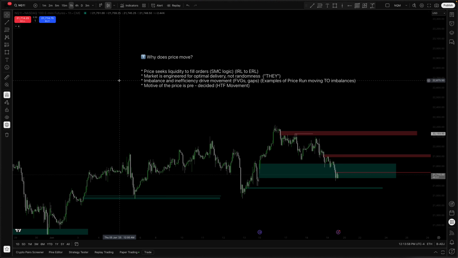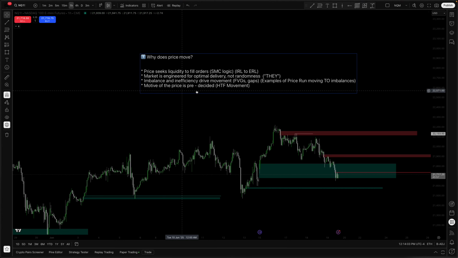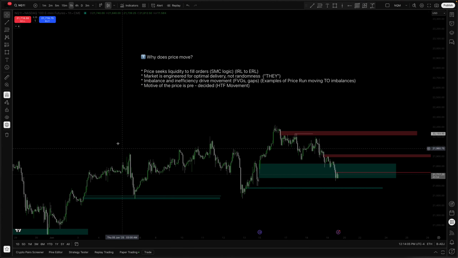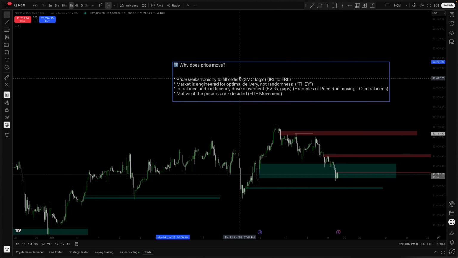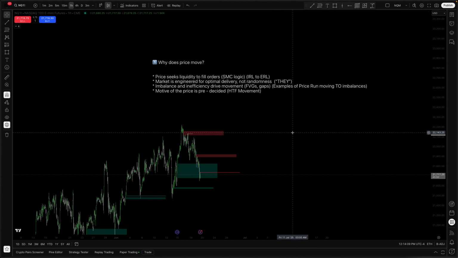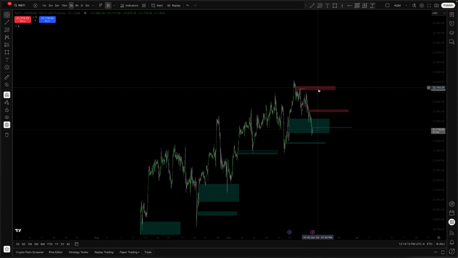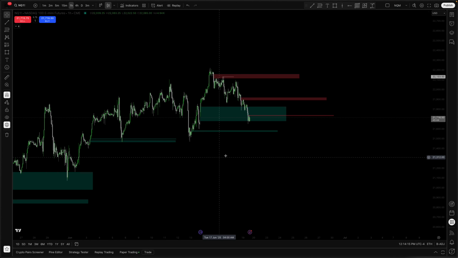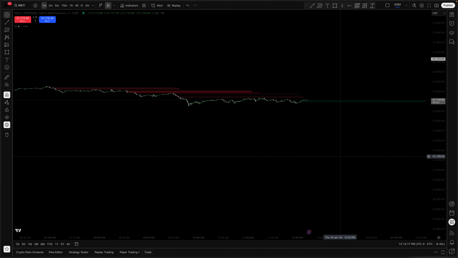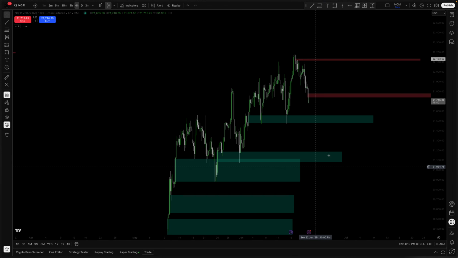Imbalance and inefficiency drive movement. Fair value gaps, an example of price and two imbalances. The motive of price is pre-decided. High time frame movement, right? So I'm just going to put this in some random corner and then go one by one because I do have my notes with me. So price seeks liquidity to fill orders. What does that mean? Let me go on the 4-hour chart.